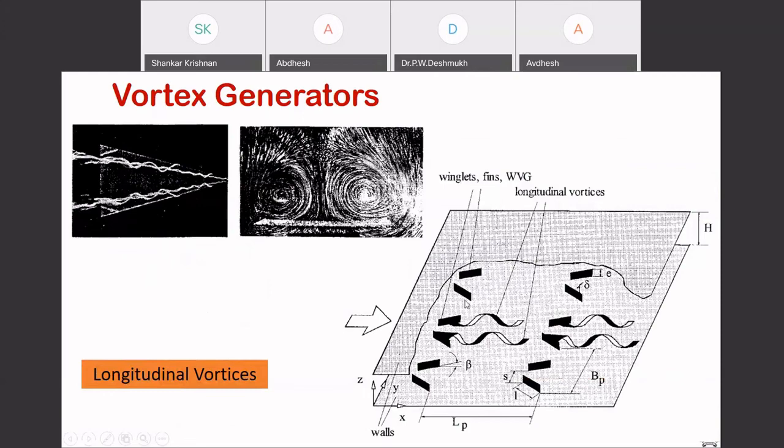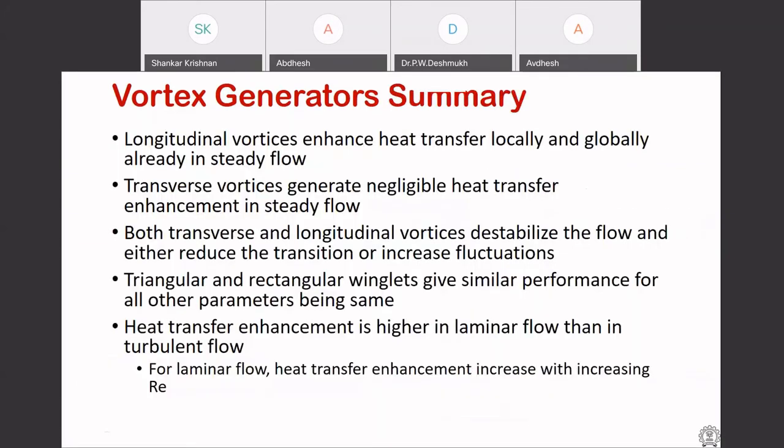These delta winglets, when there is flow happening over them, shed these longitudinal vortices, and delta winglets have shown to improve performance by 5 to 10% heat transfer enhancement for a very small penalty of 1% in pressure drop. So overall, there is an enhancement with these delta winglets.